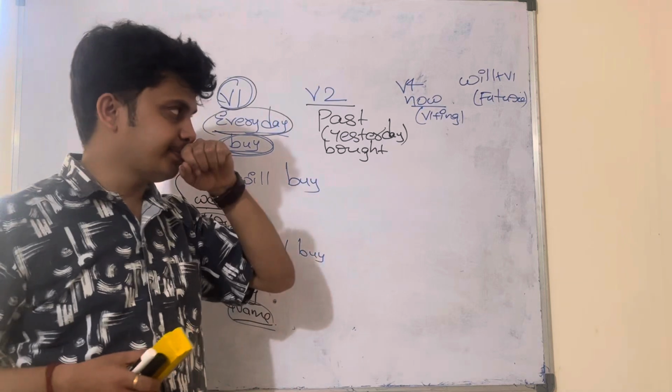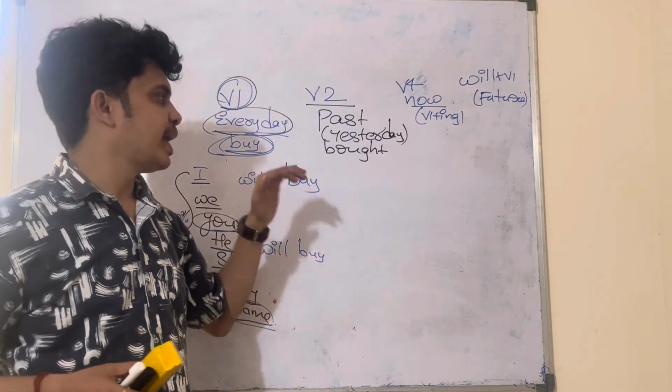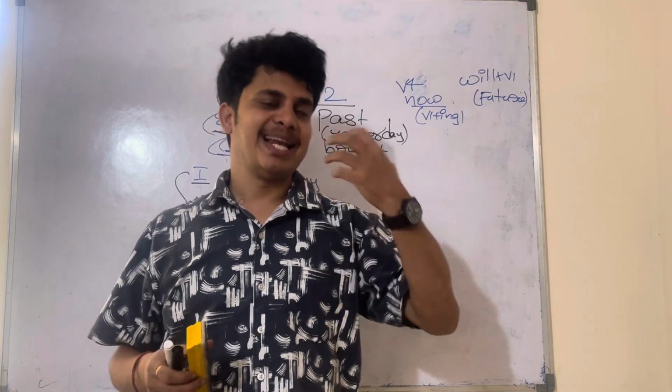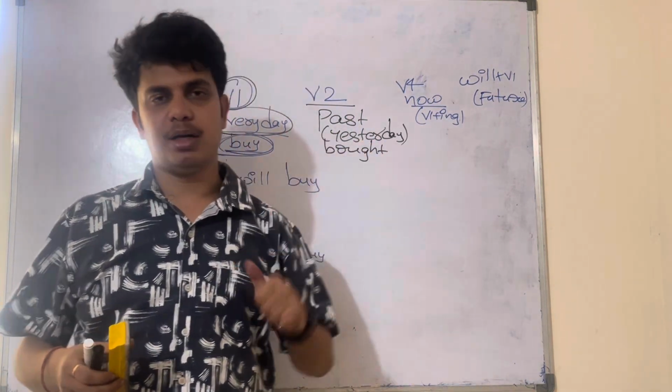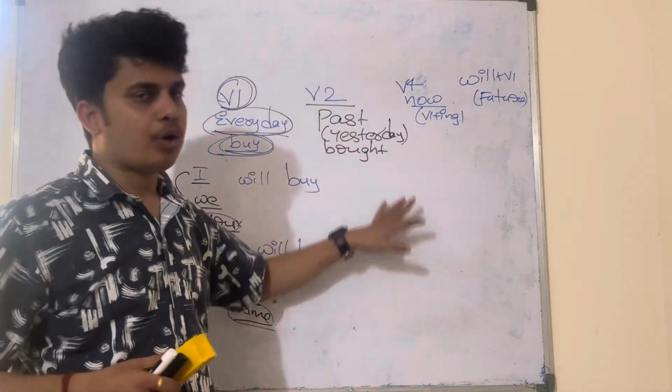So here we go. If you want to talk about your future goals, you can say I will learn English, I will apply for the job, then I'll get the job, after that I will buy a bike or car, whatever the things that you are going to do. Okay, hope you got all this stuff.